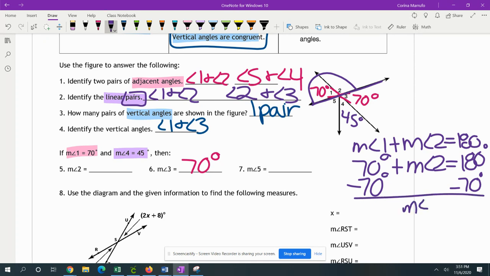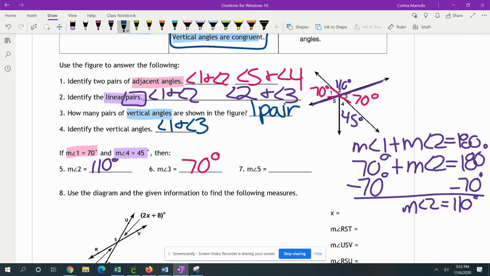So that gives us a measure of angle 2 equals 180 minus 70, which is 110. So this one is 110 degrees. And then all we have to figure out left is angle 5.